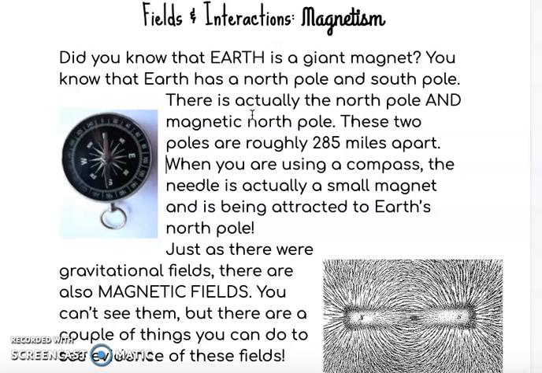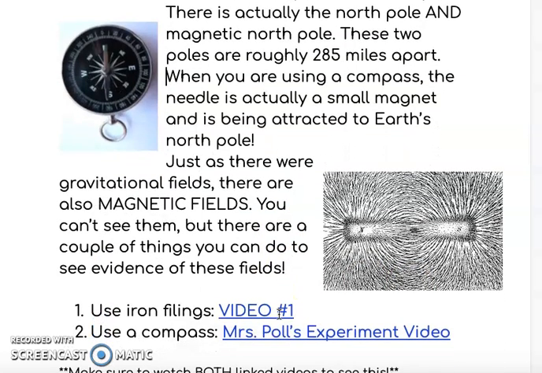So when you are using a compass, you are using Earth's magnetic field. The needle in the compass is actually a tiny magnet, and it's being attracted to Earth's north pole, so you can align it with the north and see what direction you're traveling in. Okay, so just as there were gravitational fields, there's also magnetic fields. You can't see them, but there's a couple things you can do to see the evidence of these fields.